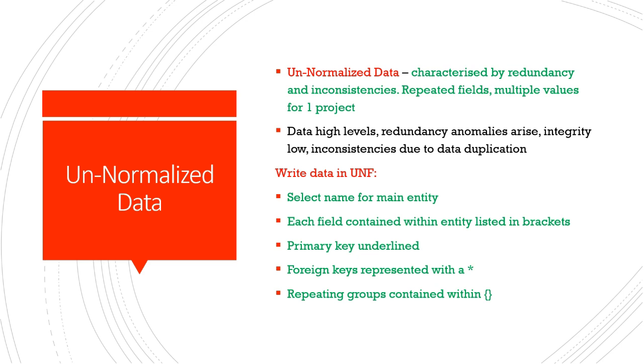So to write data in unnormalized form, you have to select a name for your main entity. So like let's say order, and then everything comes under that there. Then each field will be contained within that entity listed in brackets. Okay, so you put a bracket round every single field in that there, and then you close the bracket. Now any primary key will be underlined, and then foreign keys will have a wee star on it. Repeating groups will be contained within those wee brackets there.